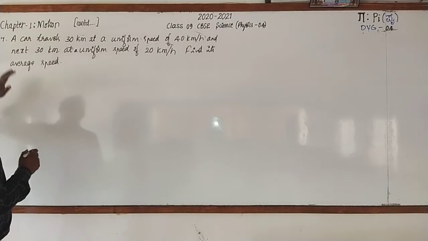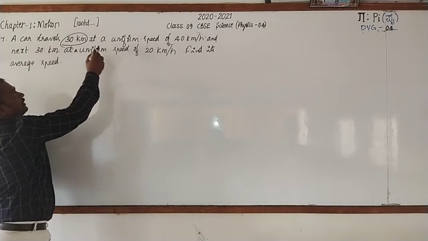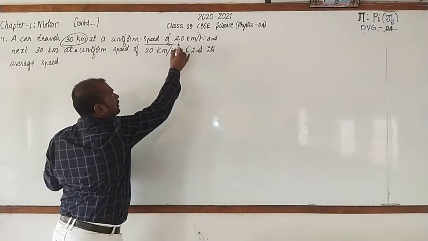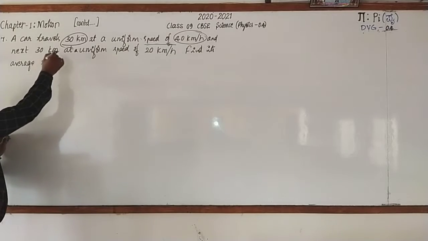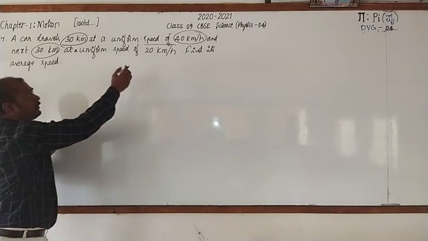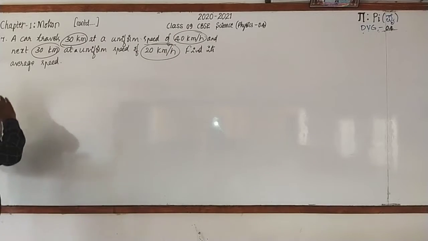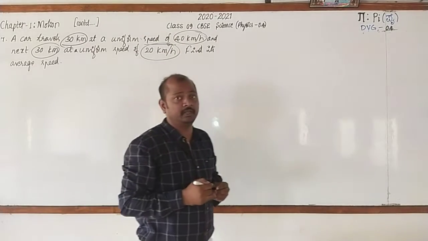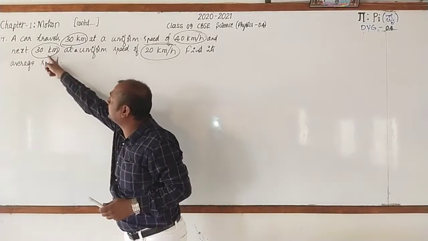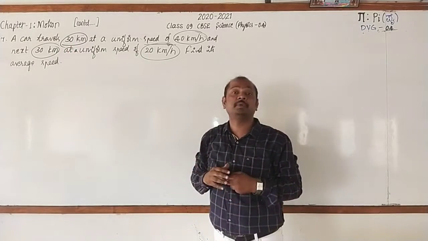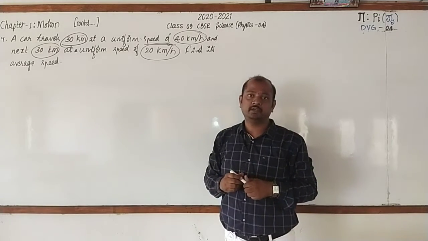Here the statement is like this. A car travels 30 km at a uniform speed of 40 km per hour, and the next 30 km at a uniform speed of 20 km per hour. If it is so, we have to find out the average speed. See that here the car is covering equal distances with different speeds. Hence we need to find out the average speed.